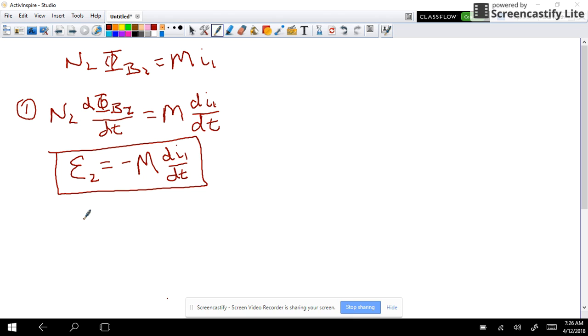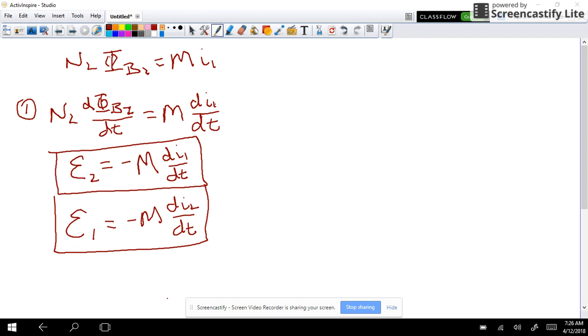And because of the symmetry in the universe, we can swap all our subscripts, and the same is true in reverse. The EMF in coil 1, if we change the current in coil 2, is simply equal to the negative of the mutual inductance times di2 by dt. Okay? Great. Might be able to use those to solve some problems later, hint, hint.